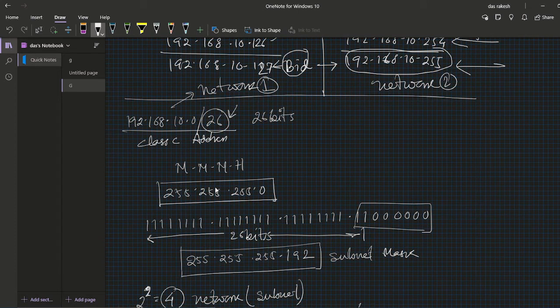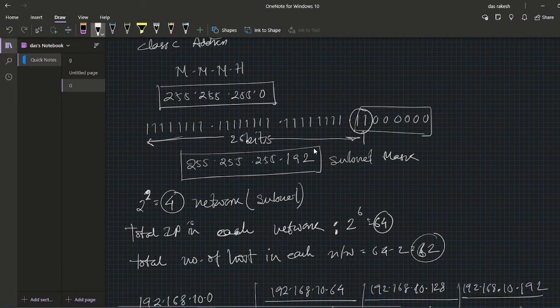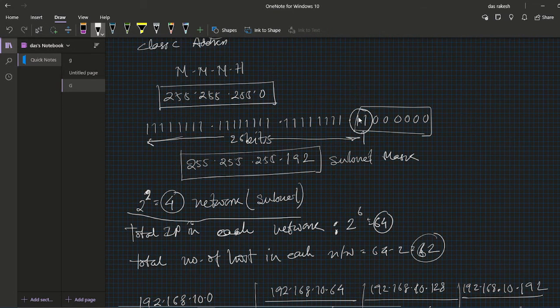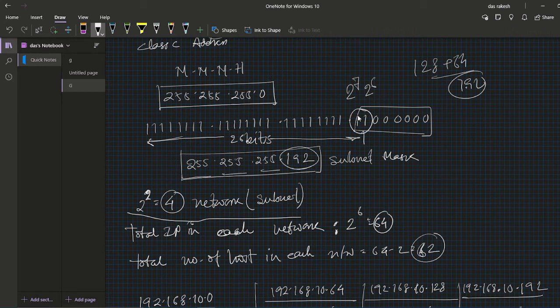Now one example: for the same IP, if the network bits are 26 bits, then what we'll do? See that here 8, 8, 8 means 24 bits, and here we borrowed 2 bits. So borrowing 2 means 4 subnets are possible, because the formula is 2 to the power n, here n equals 2, because we borrowed 2. One thing should be remembered: 2 to the power 7 means 128, and 2 to the power 6 means 64, so 128 plus 64 is 192 in total. That's why the subnet mask is 255.255.255.192.